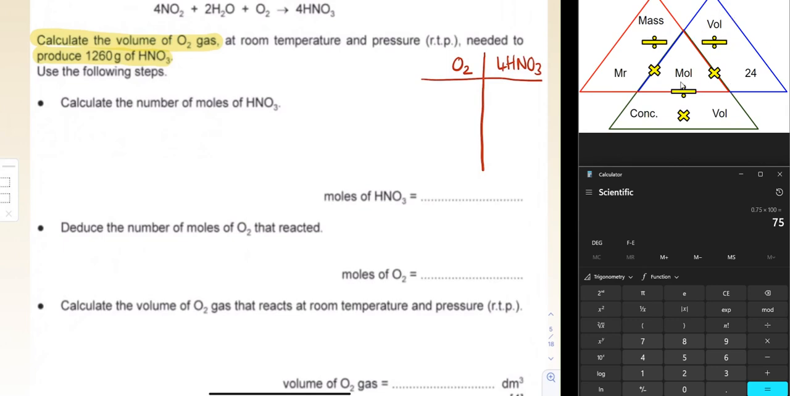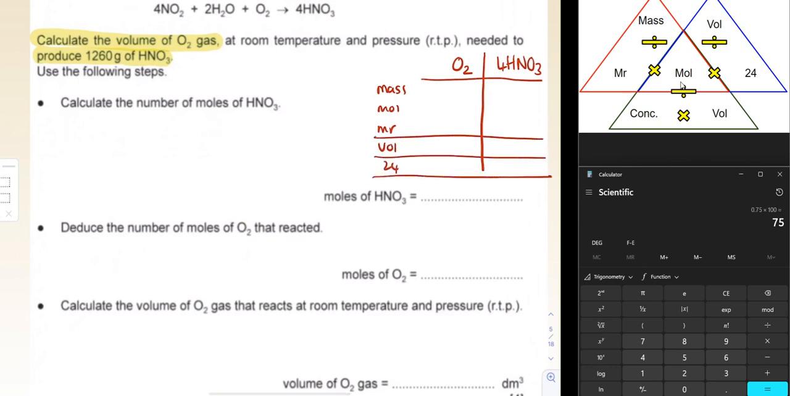So I'm going to need to add to my table the mass, mole, and the MR. I'm also going to need to add the vol and the 24 if I so choose. And remember, I'm just looking for 2 bits in a column, and then I can solve a third. So 24. It's given me the mass, which is 1260 grams of this. I can work out the MR of this using the periodic table.